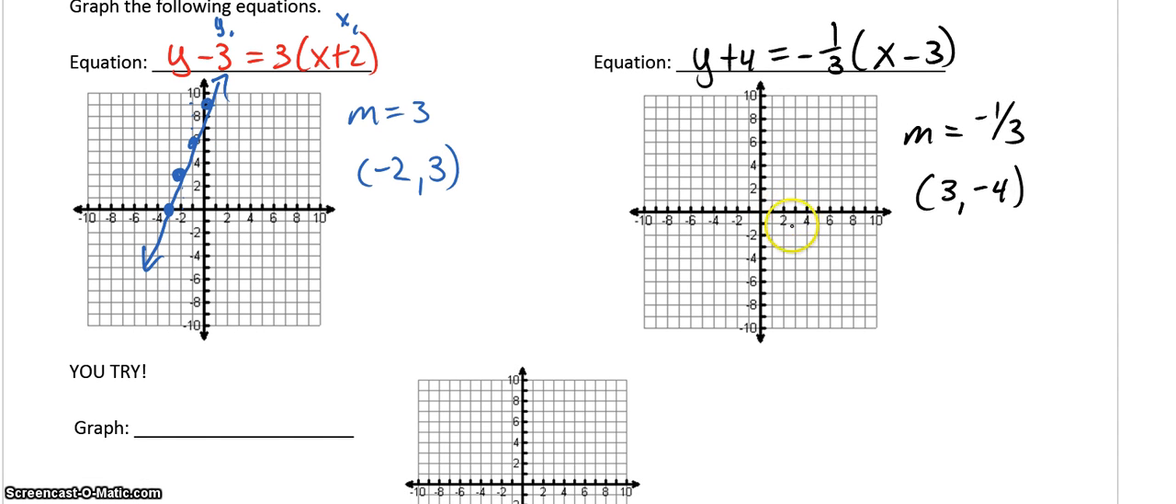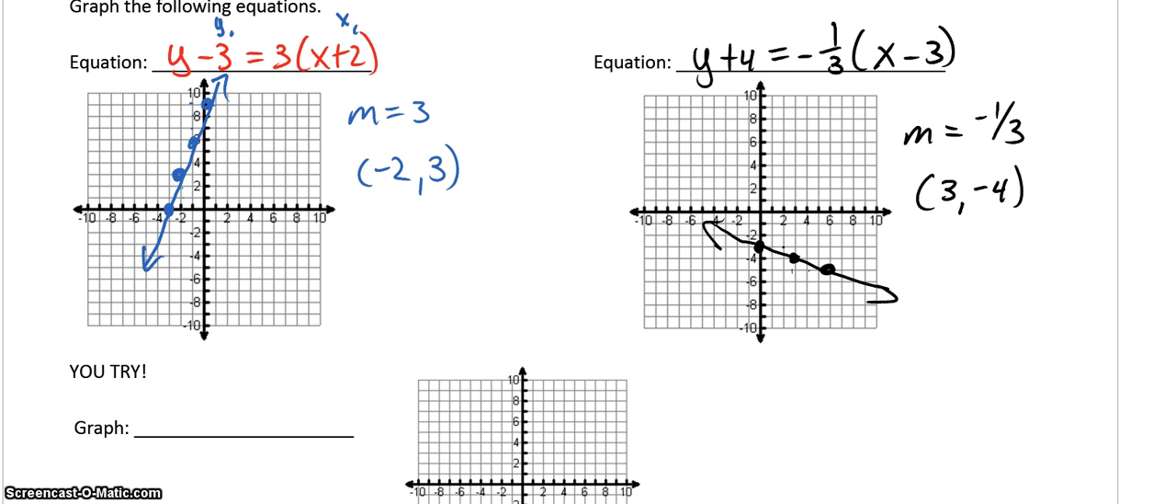So I go to 3, negative 4, and plot my point. Now I use the slope to find my other points. Down 1, to the right 3, up 1, to the left 3. And I could make more if I wanted, but I'm feeling lazy today, so I'm just going to do those 3 points, connect them, and there's my beautifully straight line.